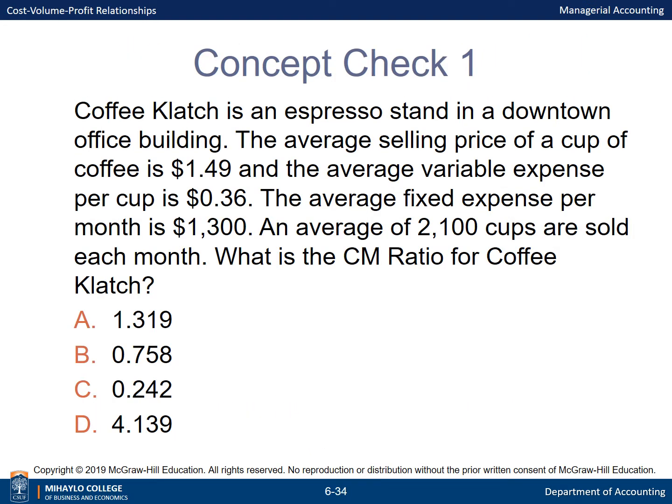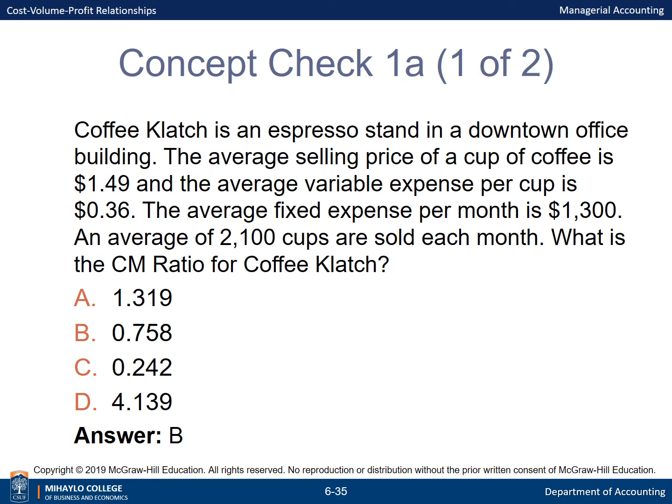Coffee Klatch is an espresso stand in a downtown office building. The average selling price of a cup of coffee is $1.49, and the average variable expense per cup is 36 cents. The average fixed expense per month is $1,300. An average of 2,100 cups are sold each month. What is the CM ratio for Coffee Klatch?